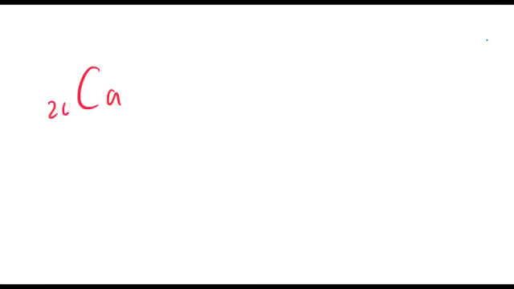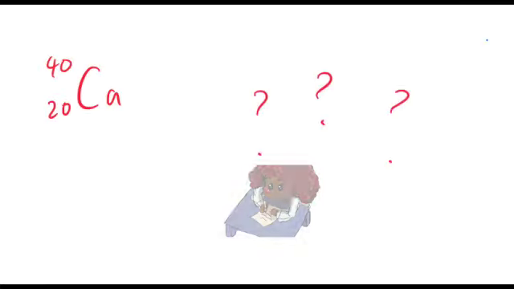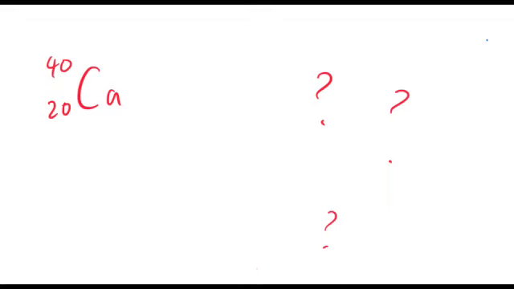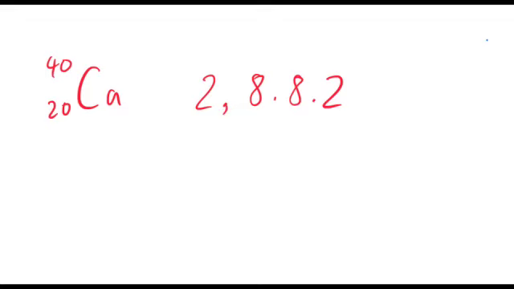Okay, so if you could try to write the electron configuration of calcium and then restart the video when you're done. So an atom of calcium has 2 electrons in the first shell, followed by 8, another 8, and then 2. So we can put commas instead of full stops as well.